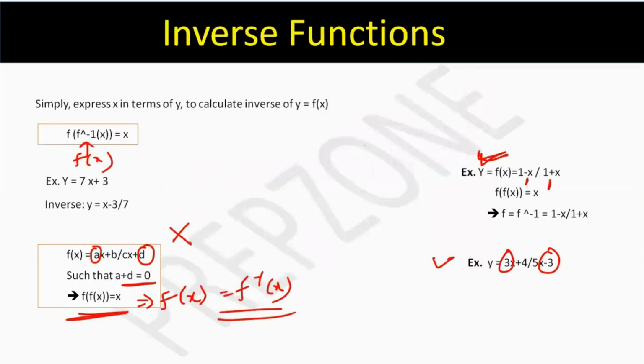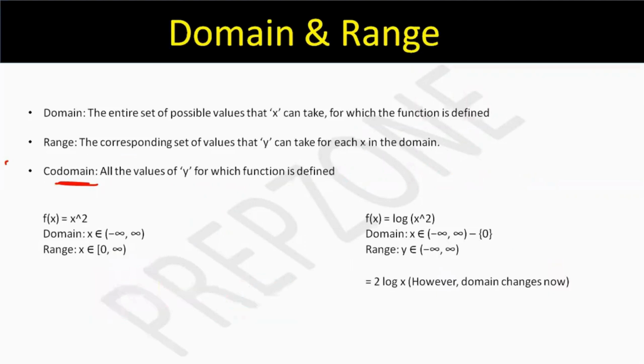Then f of f inverse x is x. One thing that we learned here is if fx is ax plus b upon cx plus d and if a plus d is 0, then f is same as f inverse x. That was the concept. Then domain range हमको पता है, codomain क्या होता है, where function is defined. That is what a codomain is. One thing that we learned was कि domain is always in the original function and not in the simplified function.